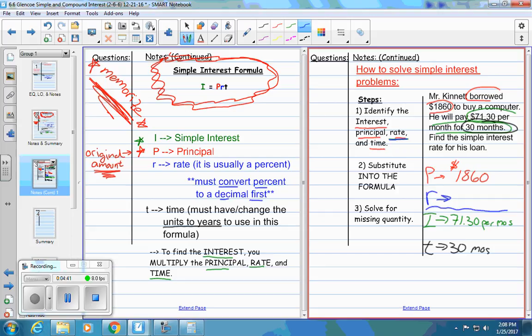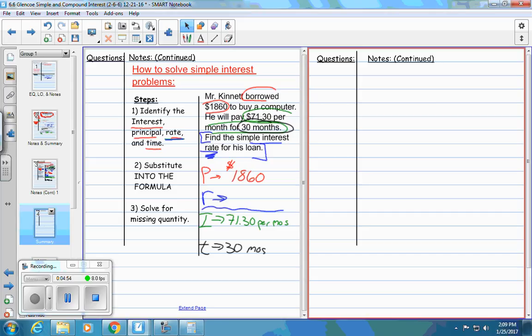And if you notice, it actually says it in our box here. Find the simple interest rate for this loan. Okay, so like I said, I gave us a complex problem here. So I'm going to need to get myself some space, and we're going to do this one part at a time. So let's start with the interest part.